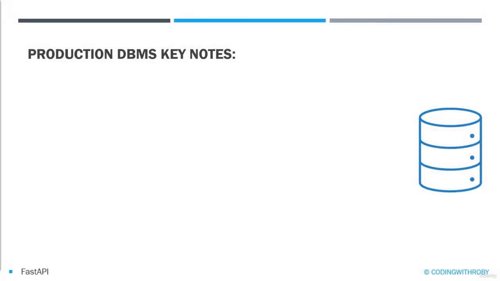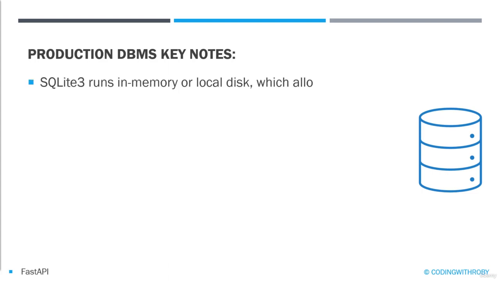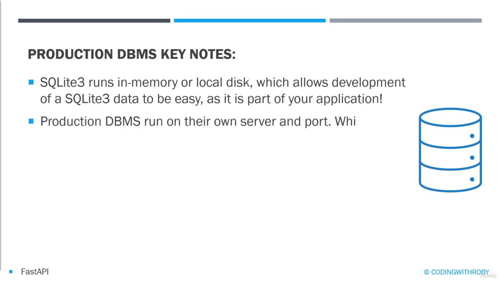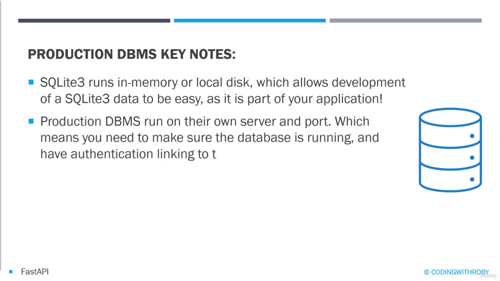So what are some production DBMS keynotes? SQLite runs in-memory or saves to a local disk, which allows development of a SQLite database to be easy and part of your application. So how do production DBMSs run? Well, production DBMSs run on their own server and port, which means you need to make sure the database is running and you have authentication linking to your DBMS.